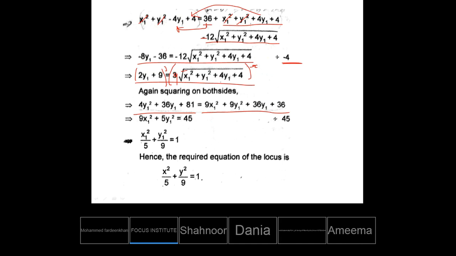Now, if you send all these terms to this side and simplify, you will get 9x1 square plus 5y1 square is equal to 45. Then divide the whole equation by 45 and you will get x1 square by 5 plus y1 square by 9 is equal to 1. Now we have to substitute x instead of x1 and y instead of y1. Got it?